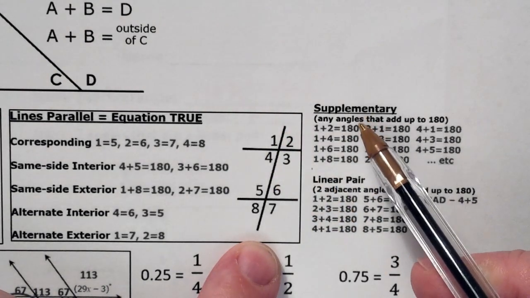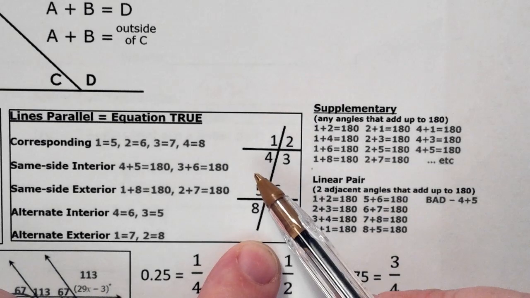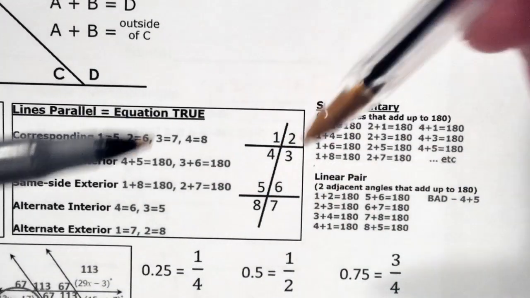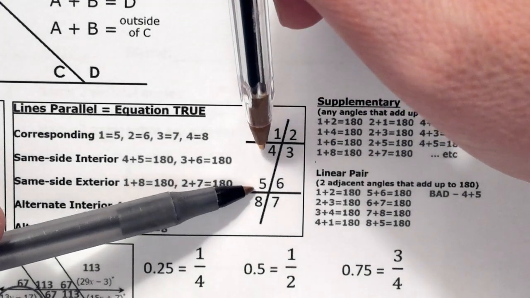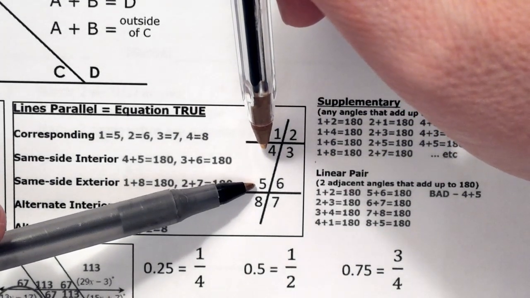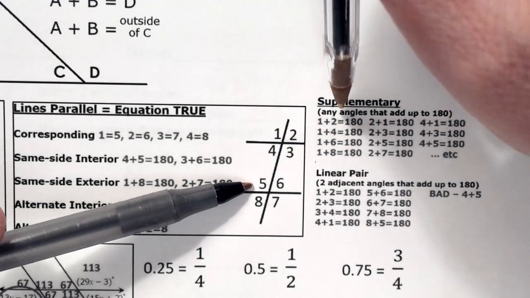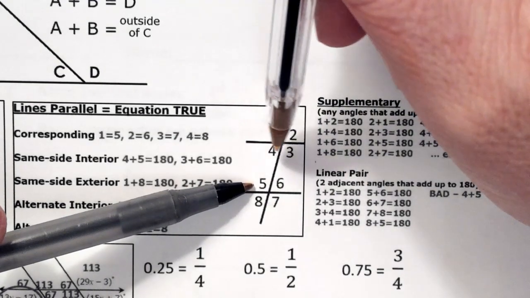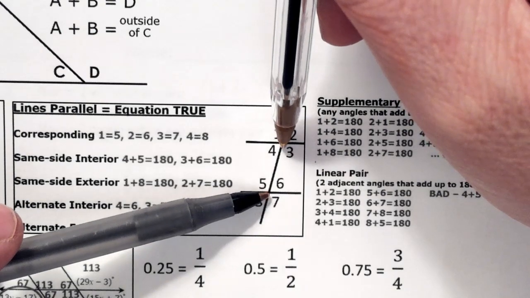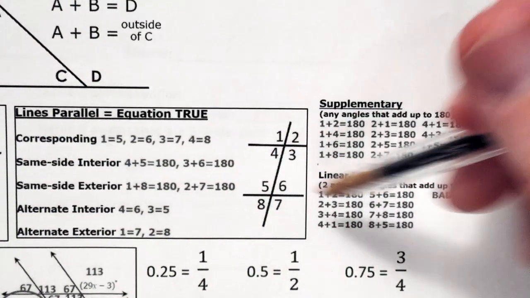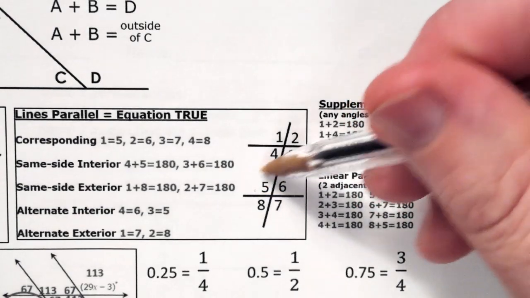Now, supplementary is any angles that add up to 180. So angle 4 and angle 5, if this was 80, this would have to be 100. Those happen to add up to 180 degrees, but they're not a linear pair because they don't share a vertex, and that's a problem. They have to both be adjacent to each other, right next to each other, making a rainbow of a straight line.